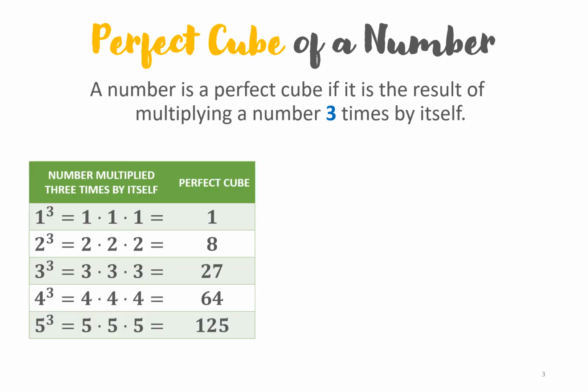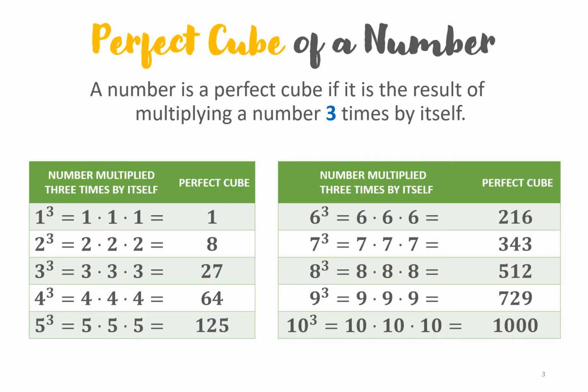So, here are the example of perfect cube. So, makikita nyo dito, yung 1, kapag minultiply 3 times by itself, ang sagot is 1. So, yung 2 times 2 times 2, yung kaninang sinagutan natin, that would give us 8. 3 times 3 times 3, that is 27. 4 times 4 times 4, 64. 5 times 5 times 5, 125. Okay, 6 cube or 6 times 6 times 6, we have 216.